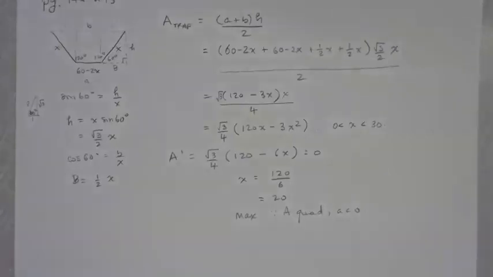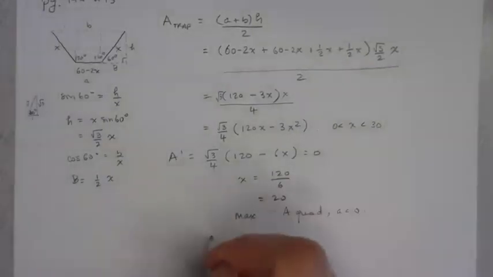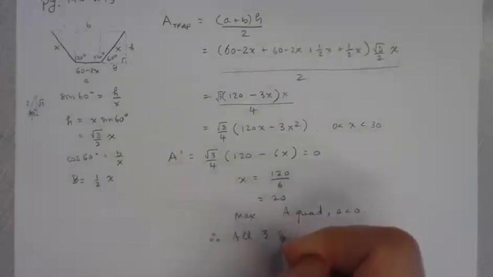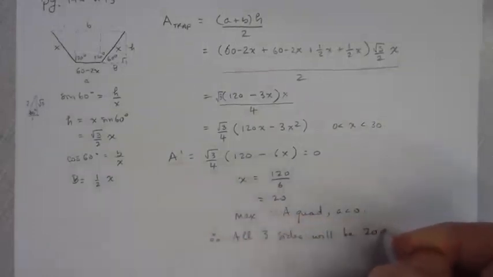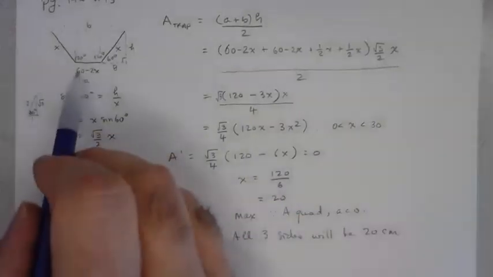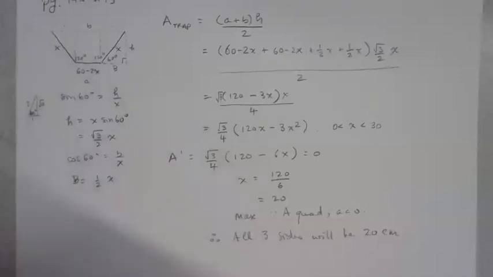So I'm going to go back now to my question to see exactly what they're asking me for. It says, then determine the dimensions so that the cross-sectional area will be at a maximum. Okay, therefore, I guess all three sides will be 20 centimeters. Okay, and that's because 60 minus 2 times 20, 60 minus 40, is also 20.